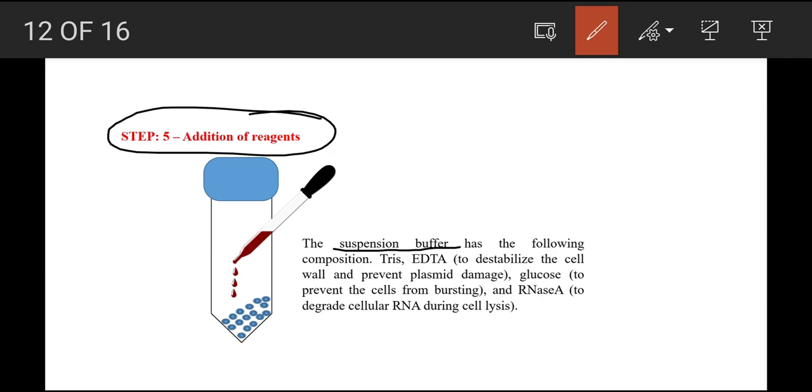It contains Tris and EDTA, which is used by the researcher to destabilize the cell wall, because as I told you, the cell wall is the barrier of bacteria. It is very tough to break the cell wall of a bacterium. It is the outermost protective layer. So in order to isolate the plasmid DNA from the cell, it is our foremost responsibility to break the cell wall without damaging the intracellular contents. That is to be kept in mind. It is our bounded responsibility to break the cell wall without causing any damage to the intracellular structures.